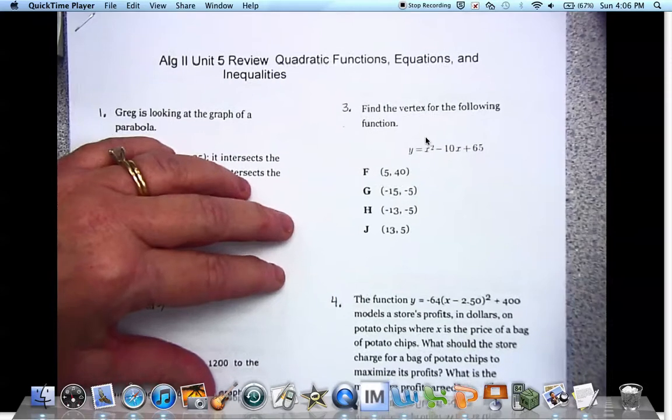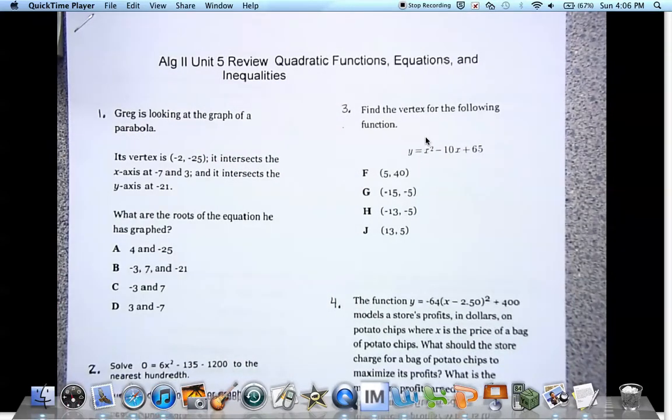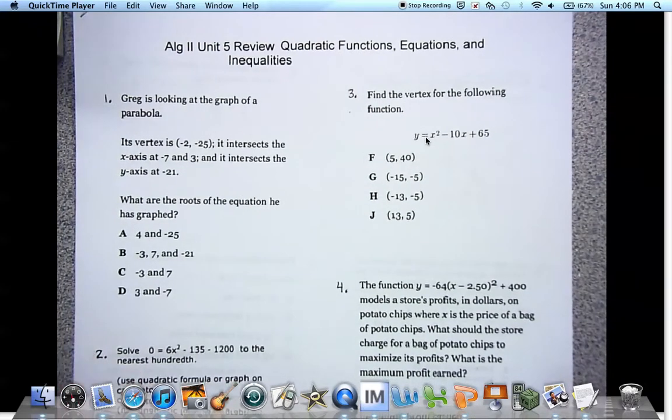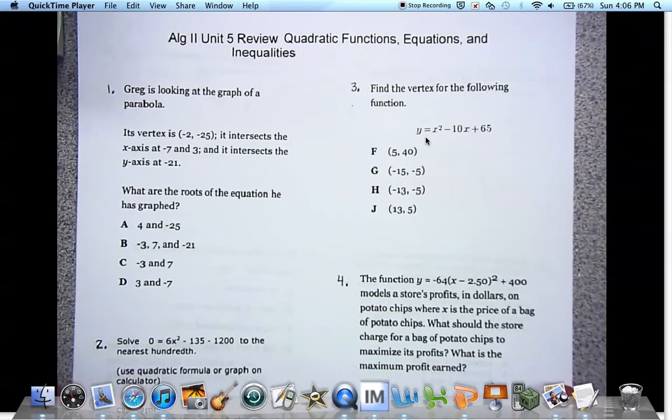All right, we're doing the Algebra 2 Unit 5 review: quadratic functions, equations, and inequalities. This is for those of you that need an explanation, maybe need to hear it again, or were absent and didn't get it, or we didn't get to it in class. You can fast forward to the problem that you need, or go through the whole thing, however you want to do this. I'm going to go as quickly as I can, and you're able to stop and rewind, so I can go a little faster.